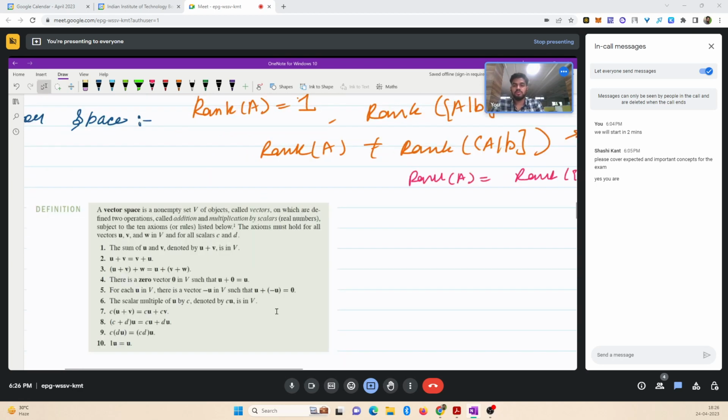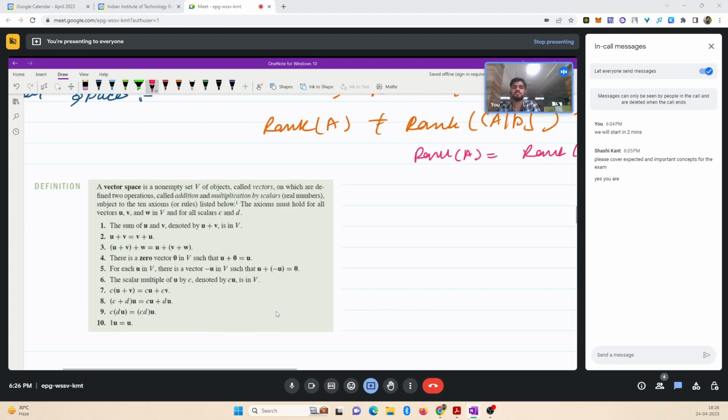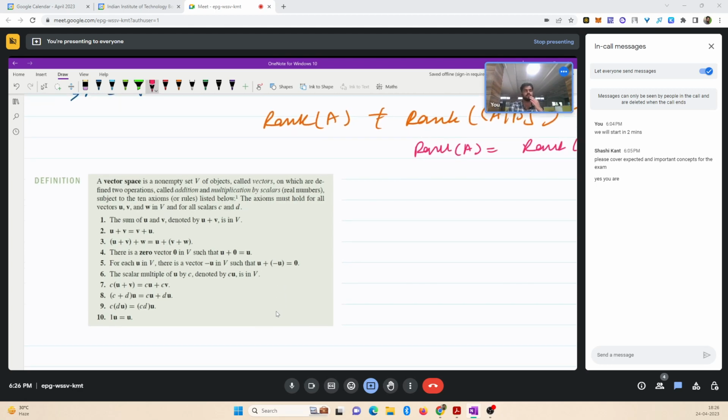Now, I don't think there would be a straightforward question based on what a vector space is, but it is useful, I would say necessary, to understand what a vector space is. The second, probably the most important thing after the system of equations that you learned in this course, was something called a vector space.